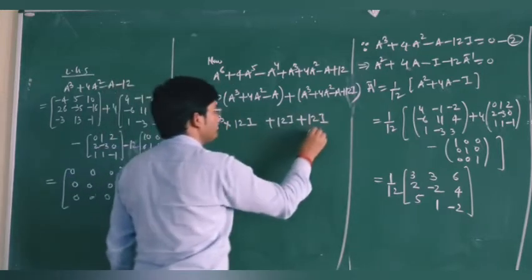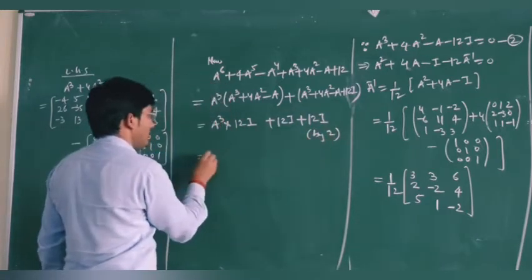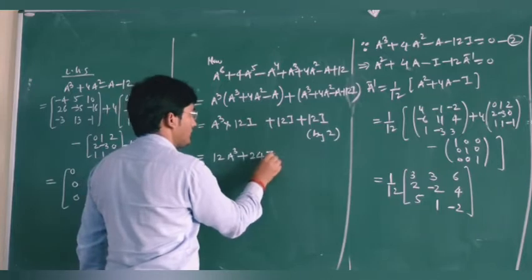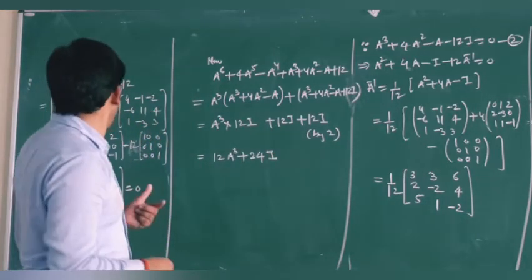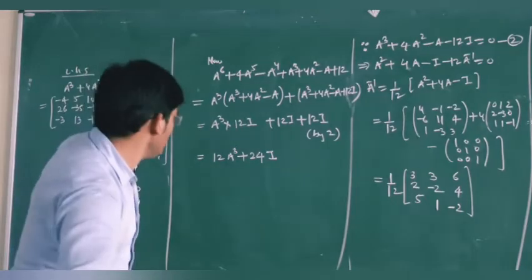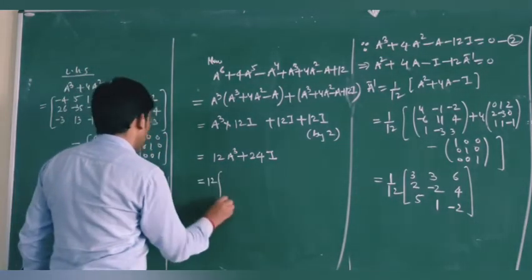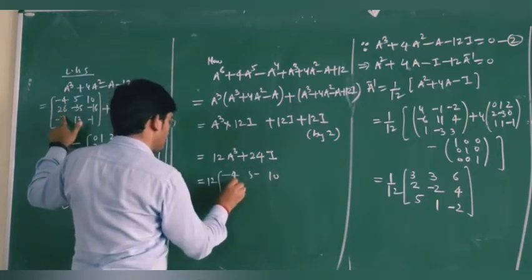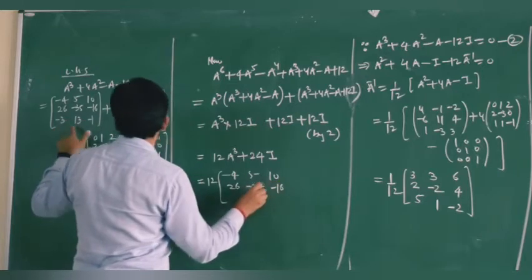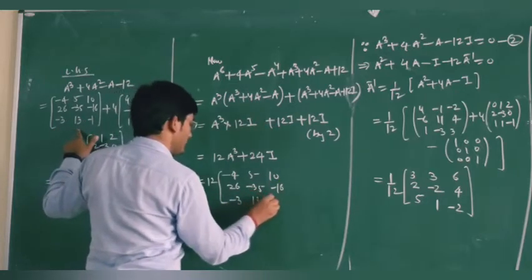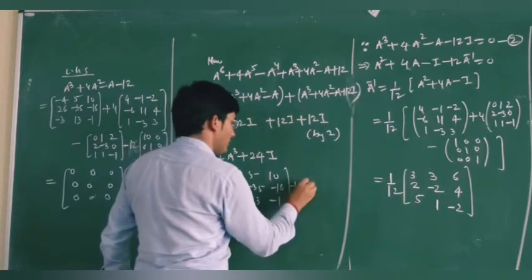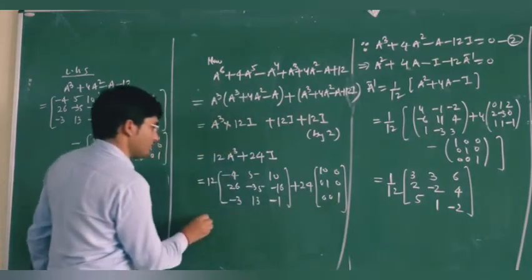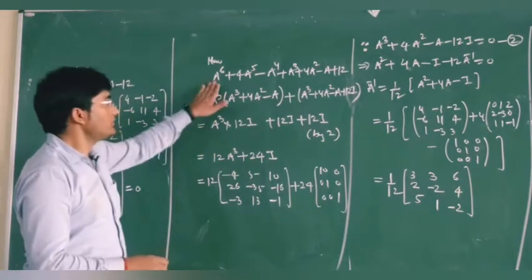So by equation 2, we have 12a^3 plus 24I. Now we have the value of a^3 as this one. So this is equal to 12 times a^3. So your a^3 is the matrix minus 4, 5, 10, then 26, minus 35, minus 16, minus 3, 13, minus 1. Then we have 24 into I, where I is your identity matrix. Now you can easily simplify this one to get the value of this expression.